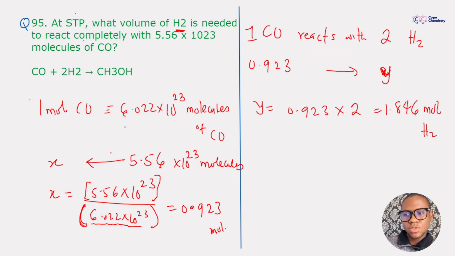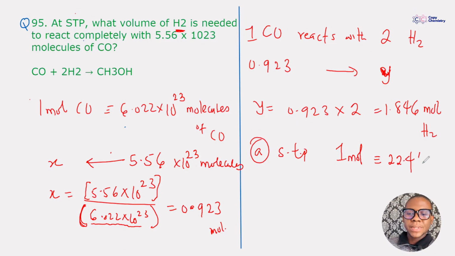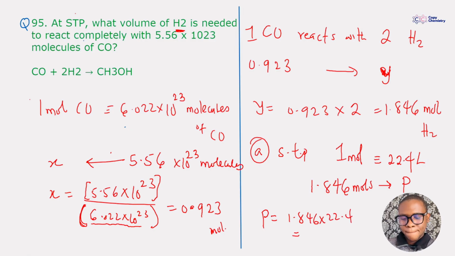This is just the moles of H2. We need to find the volume of H2 that should react with this amount at STP. And we already know that at STP, 1 mole of H2 is equivalent to 22.4 liters. That's the volume of 1 mole of a gas at STP. So that means if I have 1.846 moles this time around, I should be able to know how many liters that would be. And P will just be 1.846 multiplied by 22.4, and that should give me 41.36 liters, and that is our answer.